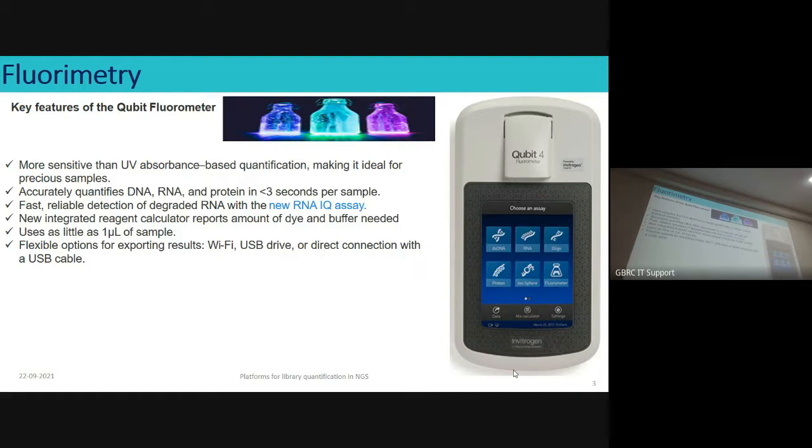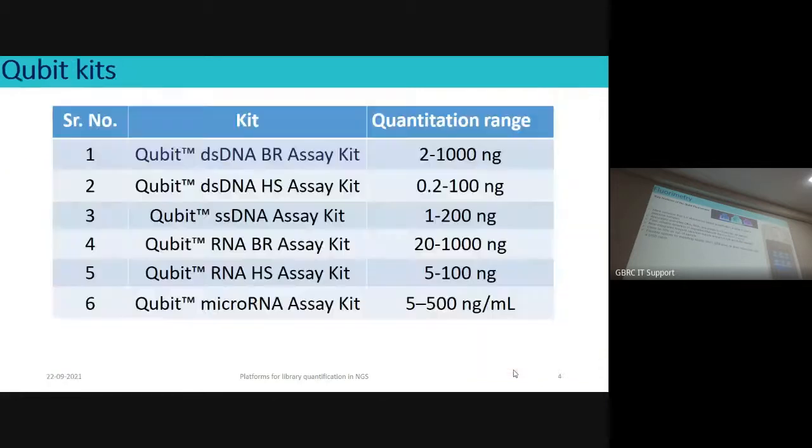It is fast and reliable detection of degraded RNA with the new RNA IQ assay. So they have now launched this kit. Otherwise, for RNA integrity, we have to go for the Bioanalyzer. But using this kit, you can also detect the degradation of the RNA in your sample, and it requires only 1 microliter of your sample. And you can export the data in any format using either Wi-Fi or the USB port.